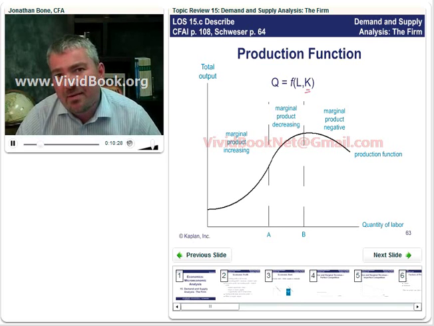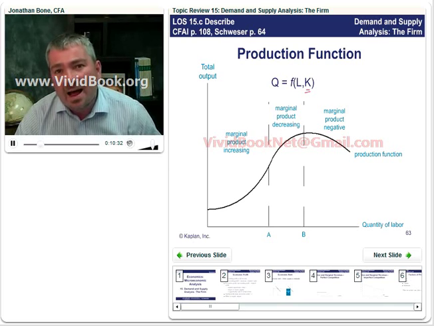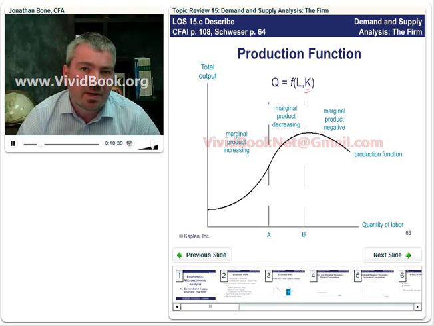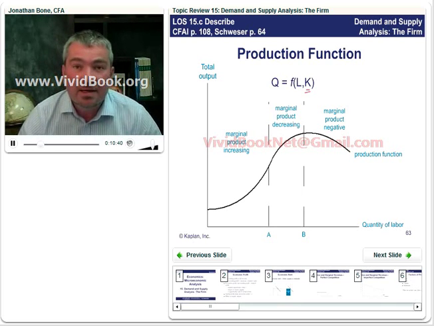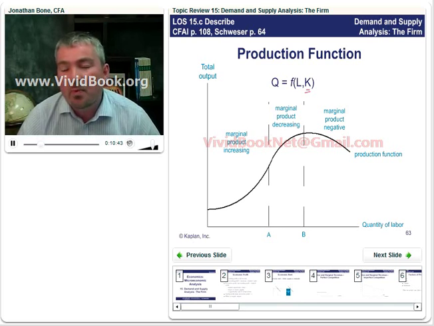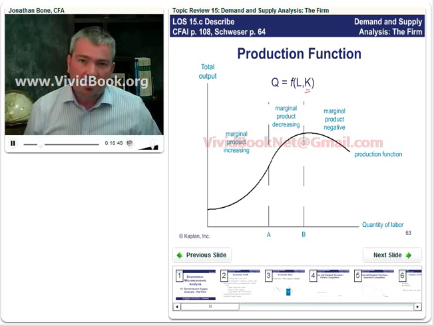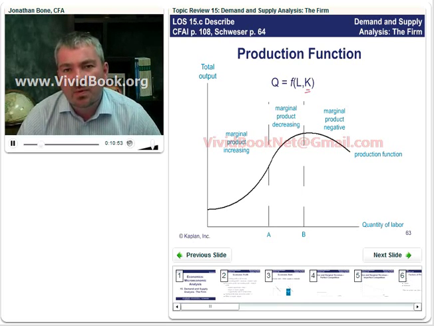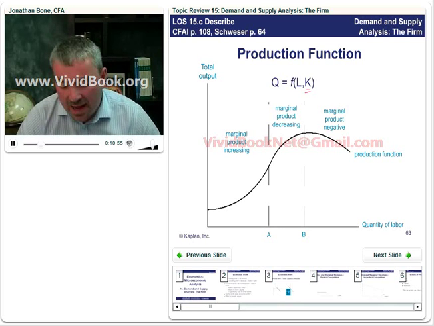So in this area of marginal product decreasing, as we add workers, the output is still increasing, but it's increasing at a diminishing rate. That's what we mean by marginal product decreasing. And it's probably, as I said, due to capital shortages. Remember, we're holding capital constant here. Now notice we've also got an area of negative marginal product. Now what this means is, as you add extra workers, your total output actually falls.